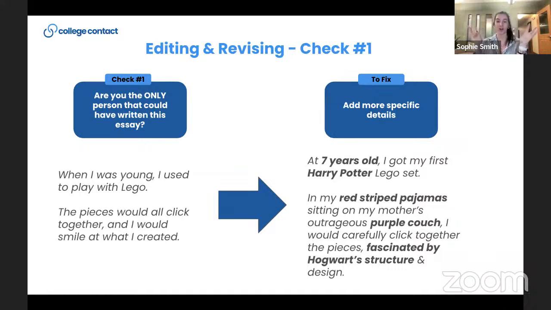Okay, whoa, we just got a lot more specific. We're getting way closer to it being about one person. I would carefully kick together the pieces, fascinated by Hogwarts' structure and design. So this is just two sentences of an essay, but already those two sentences have gotten us so much closer to passing check one, which is, are you the only person that could have written this essay? Does that make sense to you guys? Put in the comments if that makes sense.